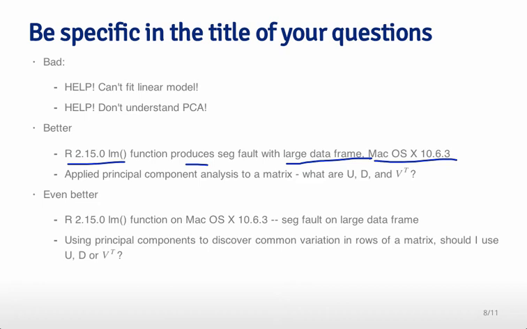An even better question is to use a title that's a little bit more succinct. So here you lead off with, again, the function that you're asking about. You say, okay, I'm asking about R 2.15, and again, it's on this operating system. And then I very succinctly describe seg fault on large data frame. So by focusing on the very specific details, it means people can jump very quickly to the answers that you might need. There's similar sorts of specific details that you would want to give when asking questions about data analysis problems. So in general, the more specific you are, the faster your answer will come.